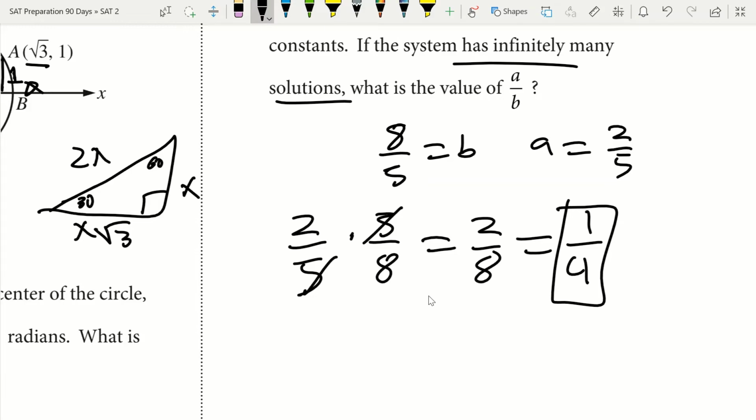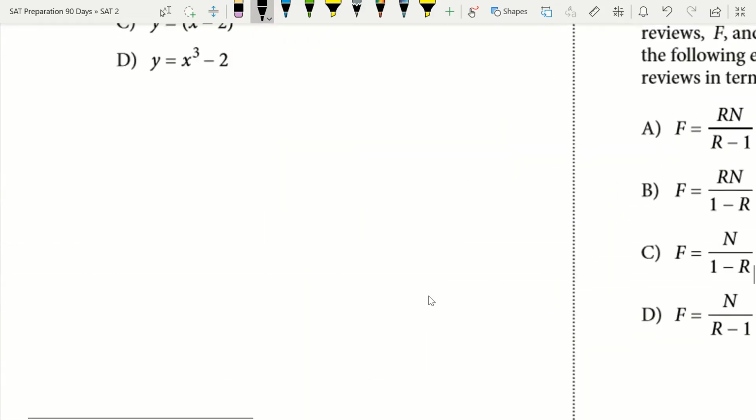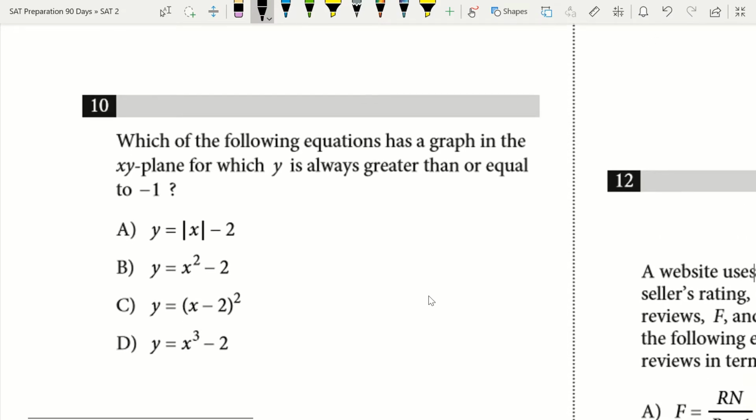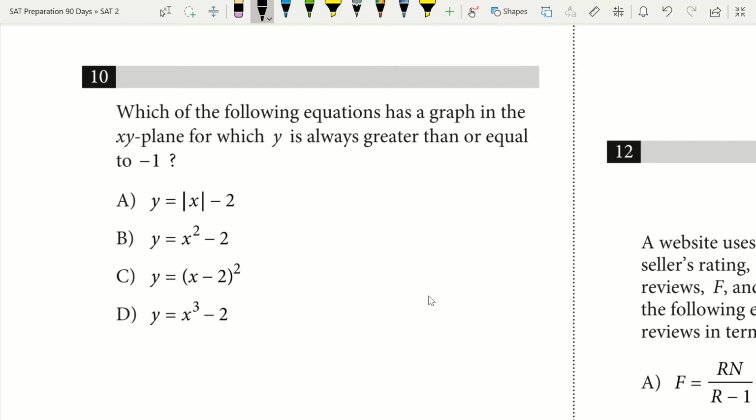Okay, at this point we go back and we answer 10 through 15. So let's get back, find wherever 10 is. Looks like it's right here. Which of the following equations has a graph in the xy plane for which y is always greater than or equal to -1? Okay, that means it's always got to be greater than or equal to -1. What jumps out to me immediately, this first one, we've got absolute value, that could be 0, 0 minus 2, that's less than -1, that's wrong.